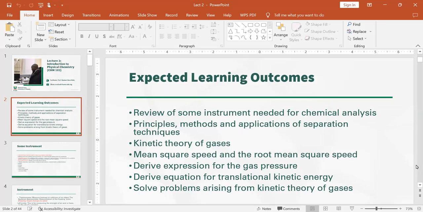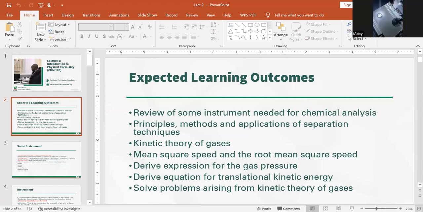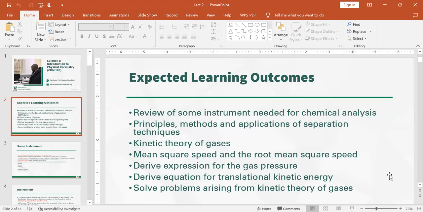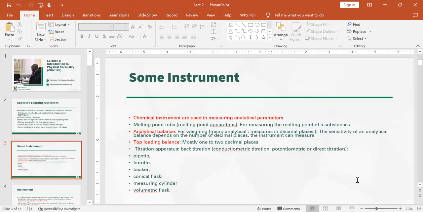For the gas pressure, what are the expressions for the gas pressure? We'll derive the equation for translational kinetic energy of gases. We'll try to solve the problems arising from the kinetic theory of gases. So now let's start. We are looking at some instruments.